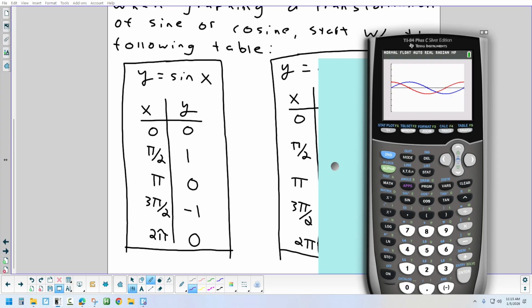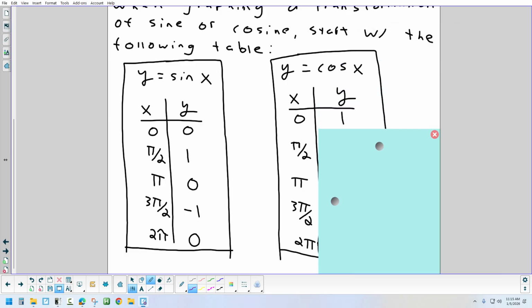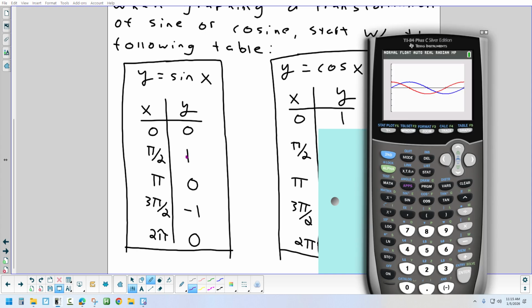Okay, so we're starting out at 1. And then the pattern is basically just going to pick up from this number and just keep going. So when we get to pi over 2, that's the first quarter point on the red graph. What's my y value when x is pi over 2 on the red one? Yeah, 0. Yep, we're at 0.